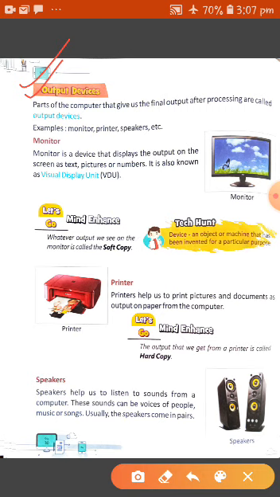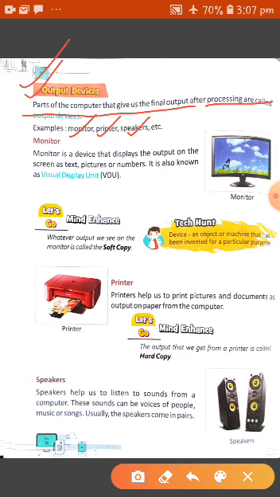Okay, now parts of the computer that give us the final output after processing are called output devices. Some common examples are monitor, printer, speaker, and many more.